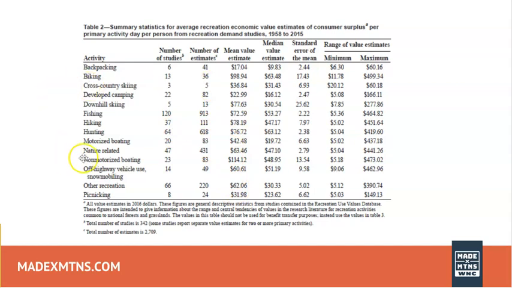So the highest value, non-motorized boating, okay, a recreation day per person is the consumer surplus or willingness to pay for that day is $114. Biking is $99. And the lowest value is backpacking at $17 per day. But notice this estimate was developed from only 6 studies with 41 value estimates.